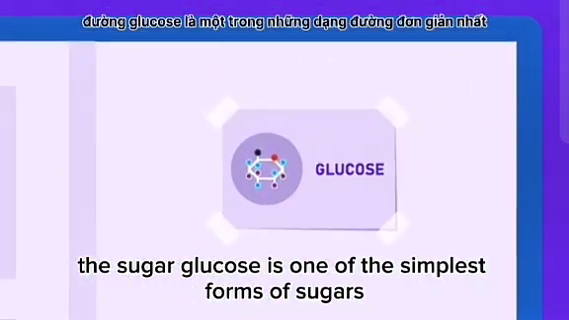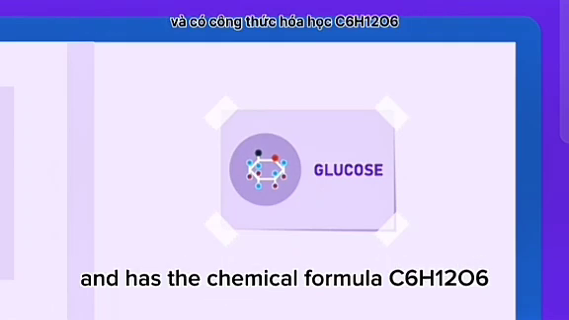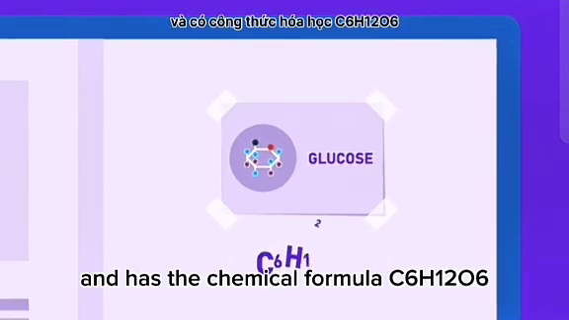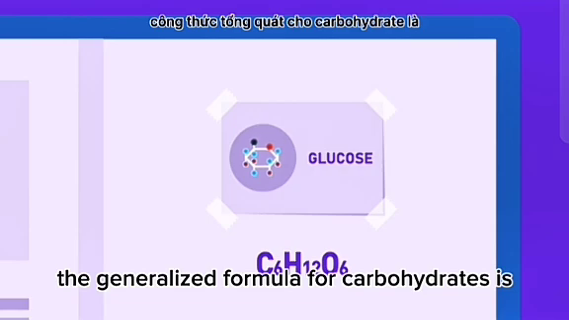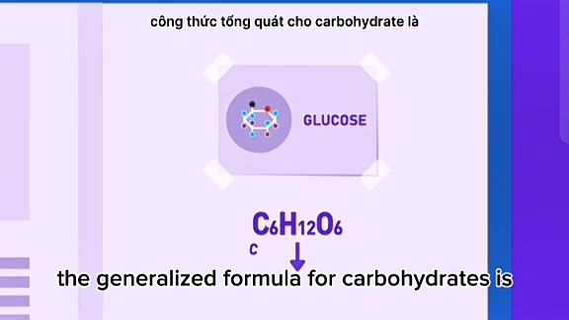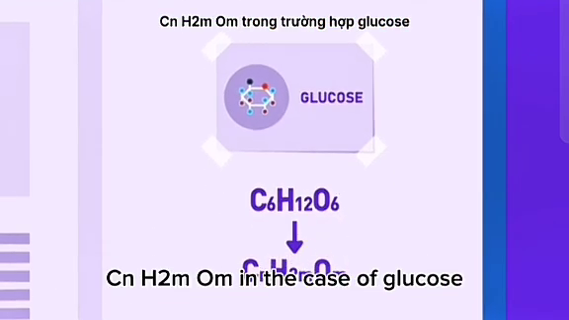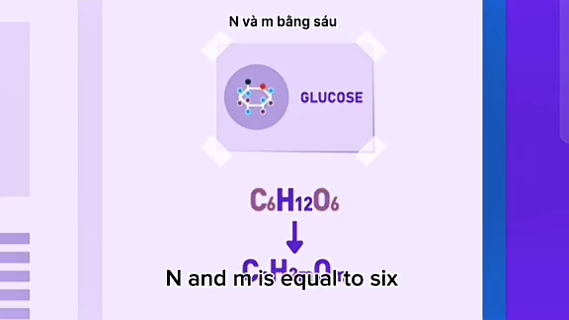The sugar glucose is one of the simplest forms of sugars and has the chemical formula C6H12O6. The generalized formula for carbohydrates is CnH2mOm. In the case of glucose, n and m are equal to 6.